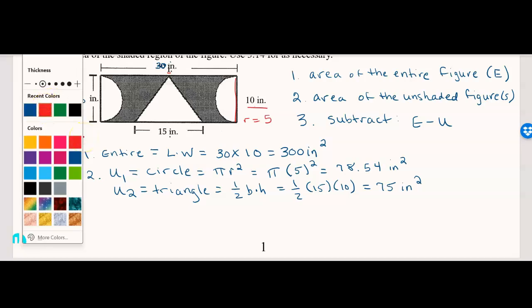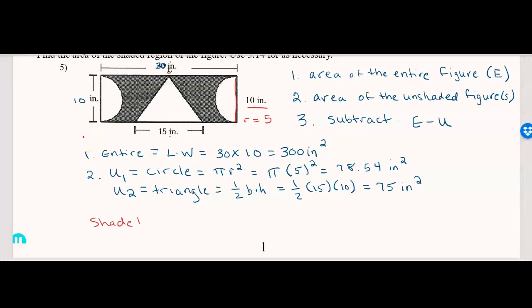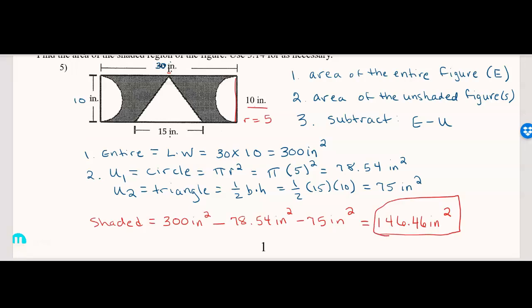All right, last step. The area of the shaded region is the area of the entire object, which we found to be 300 inches squared, minus the area of each of the unshaded. Just enter those into your calculator, and we get 146.46 inches squared. That is now the area of the shaded part of the rectangle.